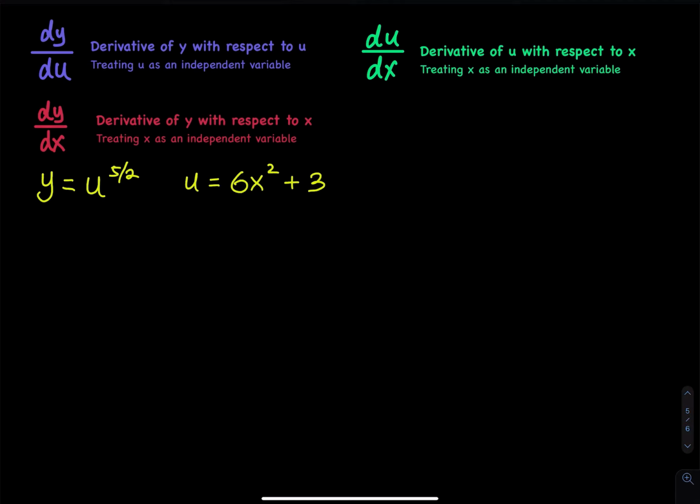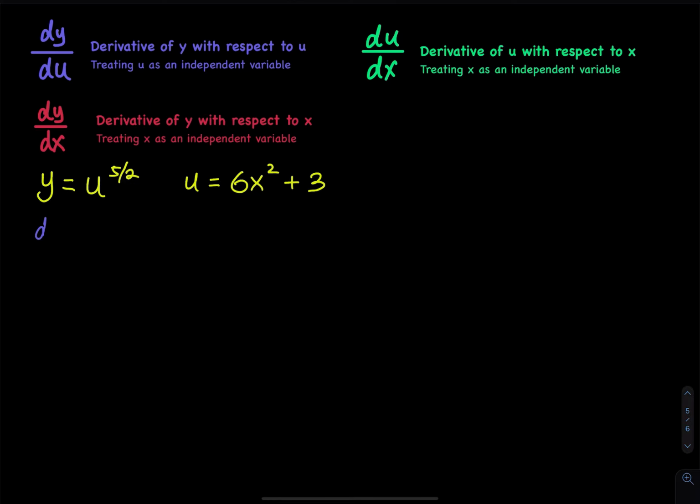Let's review these three notations. The first one is dy/du. That means taking the derivative of y with respect to u. With respect to u means you are treating u as an independent variable. I have y equals u raised to the 5/2.